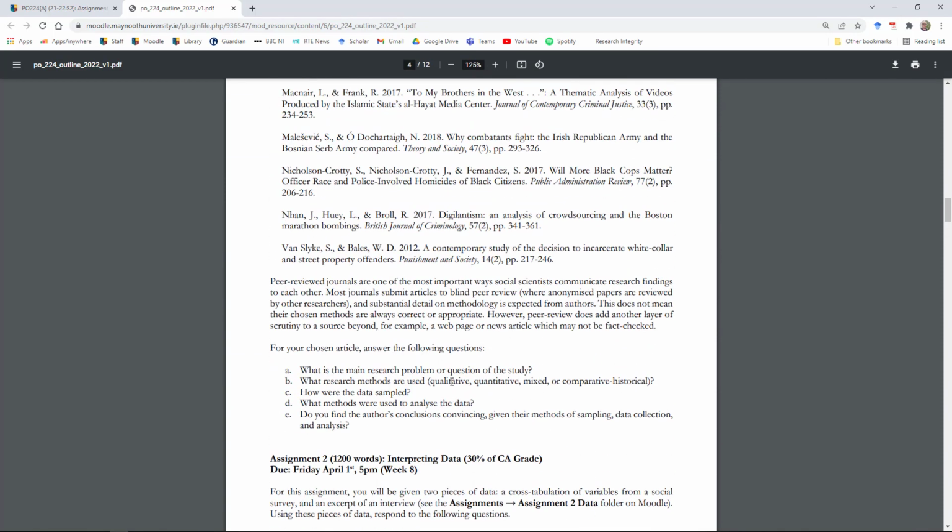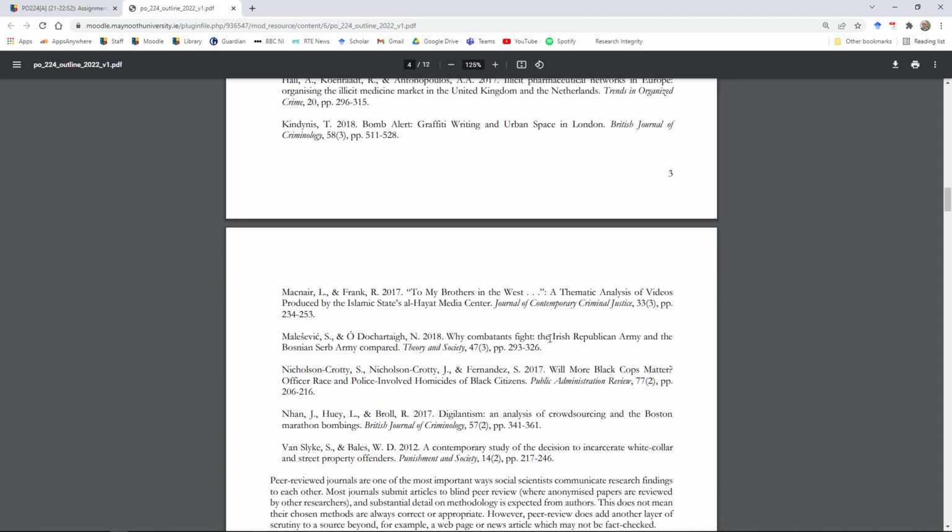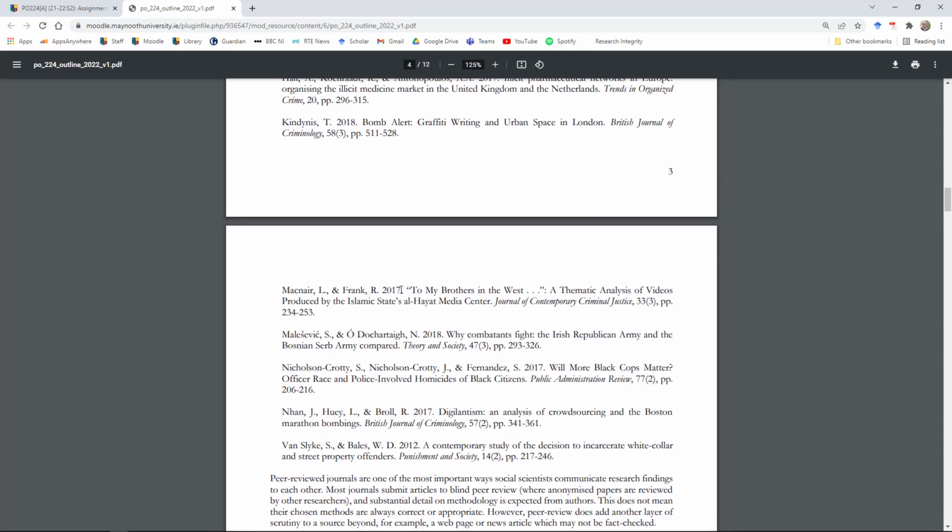Now the questions for assignment 1 require you to pick one of these listed articles. Again, you have to read the article in order to answer the question. So the first step is to read the article in its entirety. And it's always a good idea to take some notes as you go. That's something I do myself in my own work.